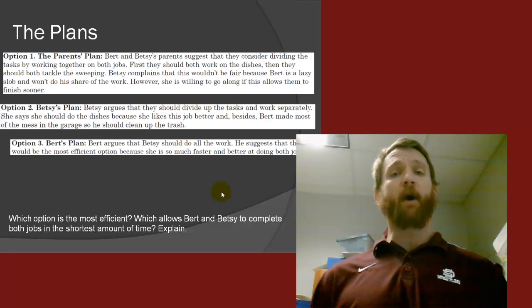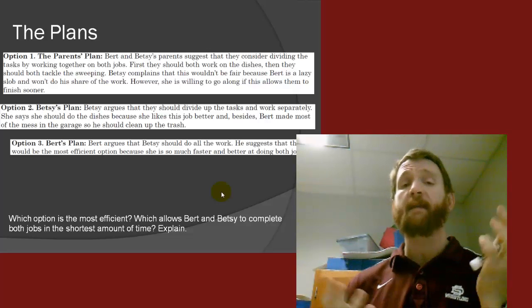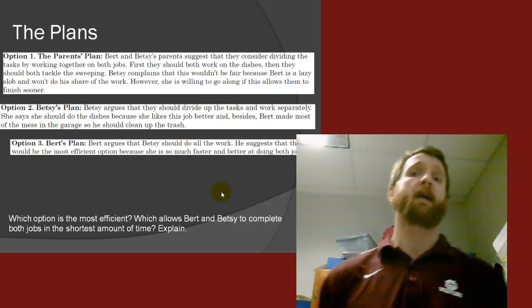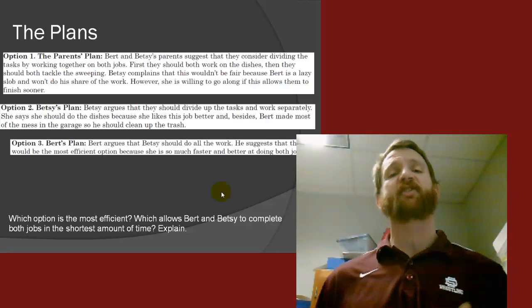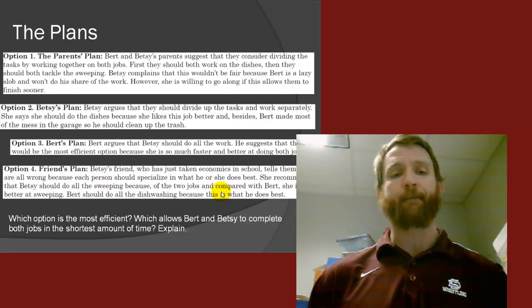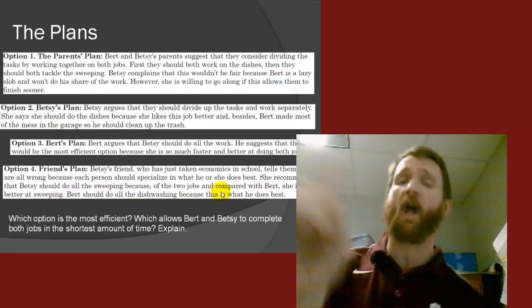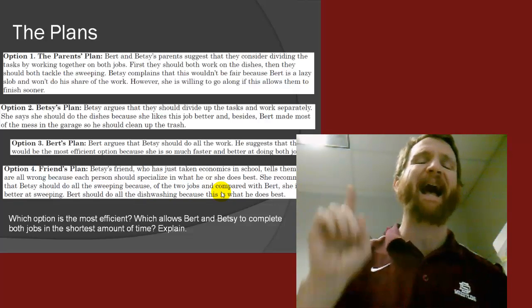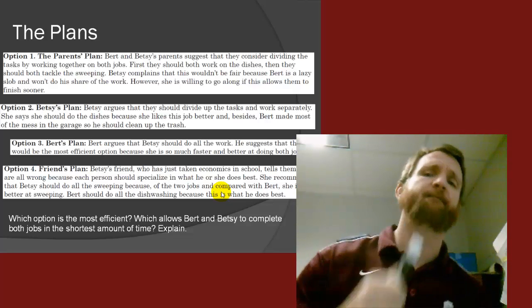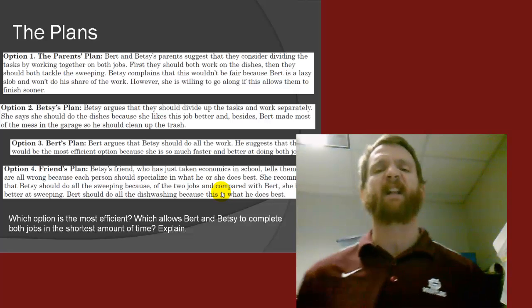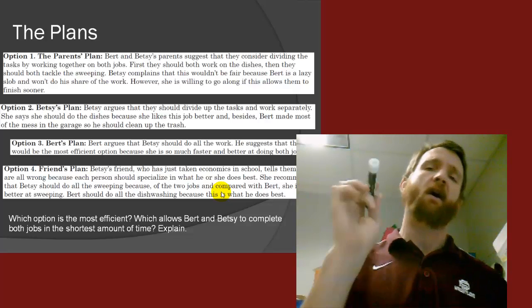The good part is it's a lot shorter than Betsy's plan. And for Bert, it's really good because he doesn't have to do anything. But that's a negative. They're not sharing the workload in this example. Okay? The friend says, oh, no, no, no. I have the best idea ever, because I have been in Coach Michael's World Geography class, and he taught us about opportunity cost and comparative advantage.